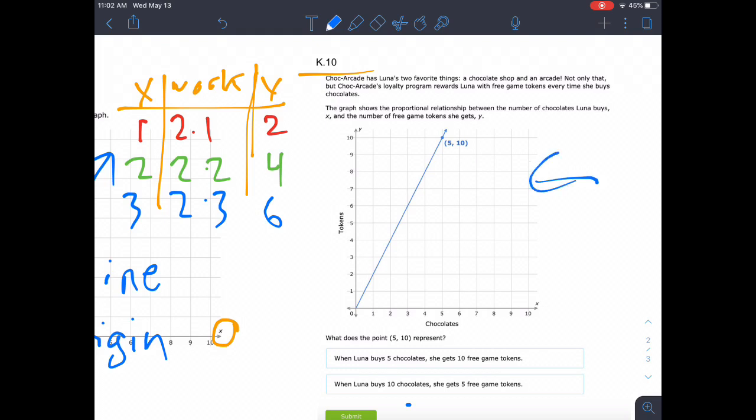And I see the graph right here. I see a straight line that starts at the origin, so I know it's proportional. Then the question is just, what does the point 5, 10 represent? And it gives me two options. When Luna buys 5 chocolates, she gets 10 free game tokens. Or when Luna buys 10 chocolates, she gets 5 free game tokens. So I would recommend that you look at this point, 5, 10, and look at where it lands on the x value and the y value. So our x value is 5, and that's chocolates. Remember that first one, 5, 10.